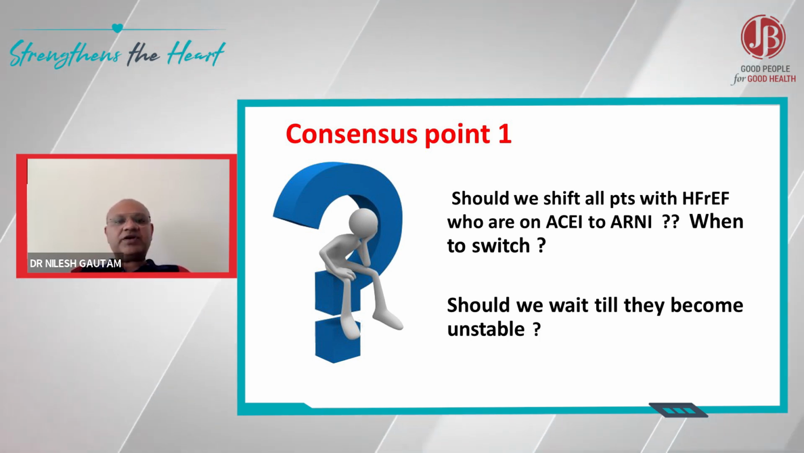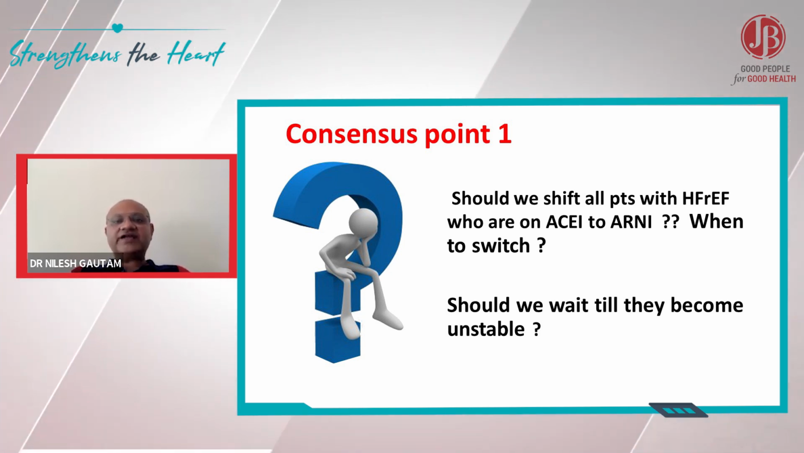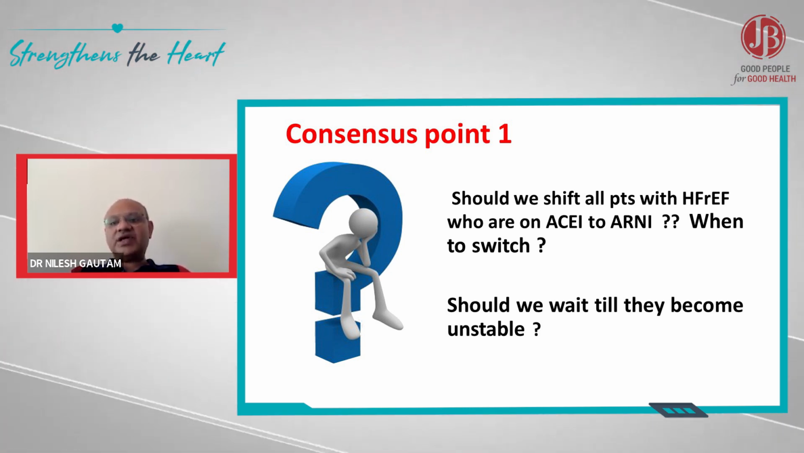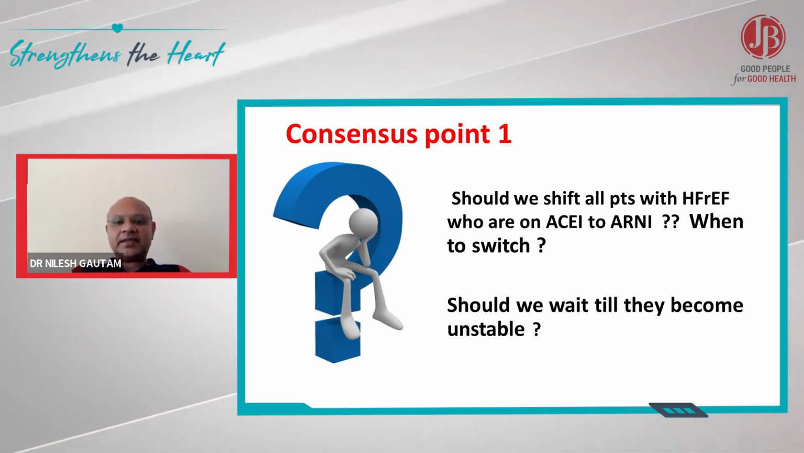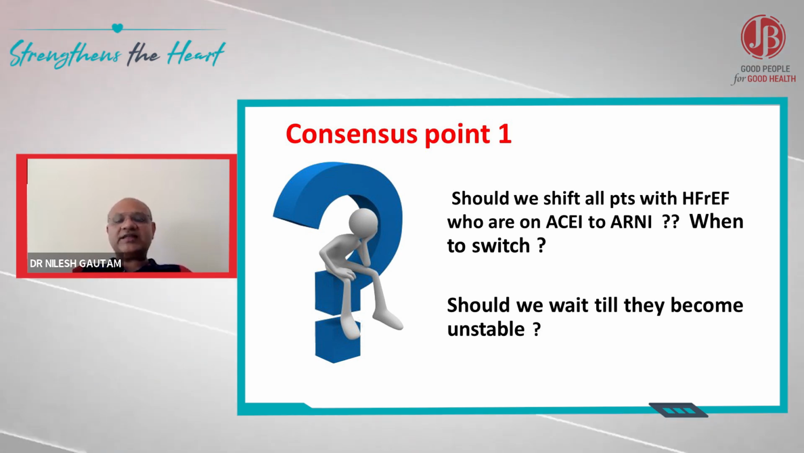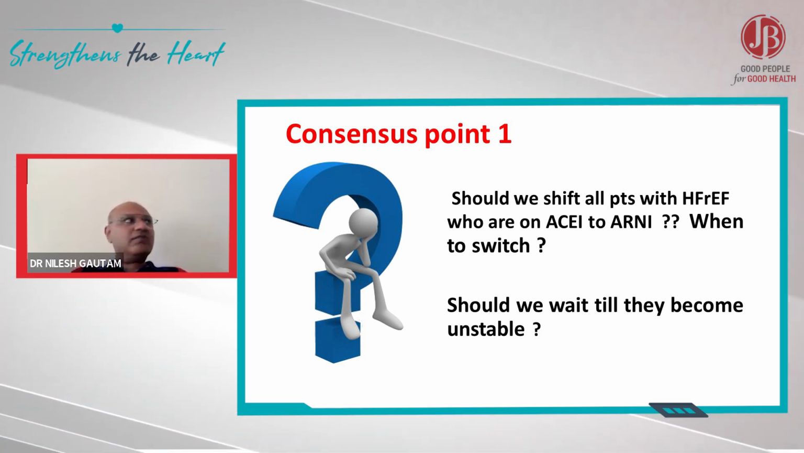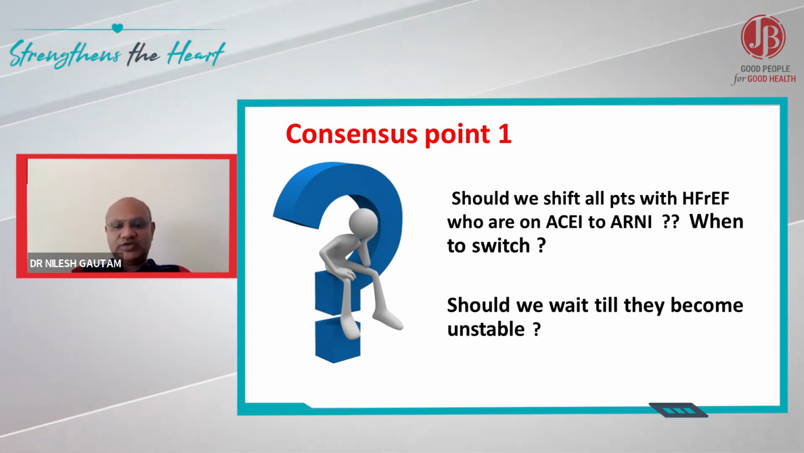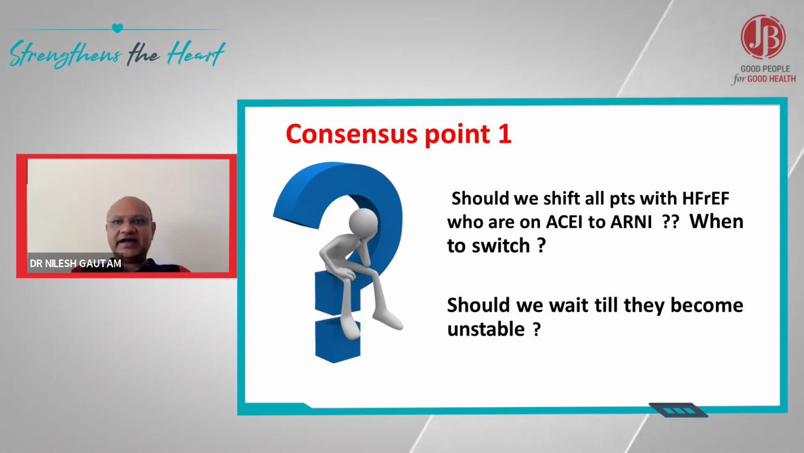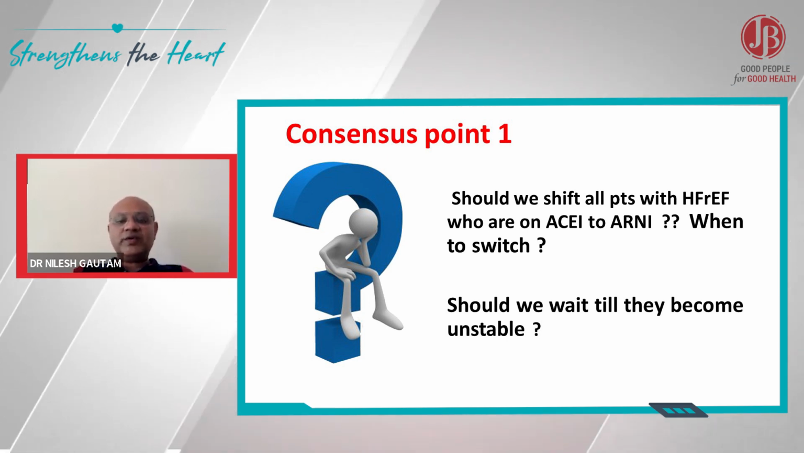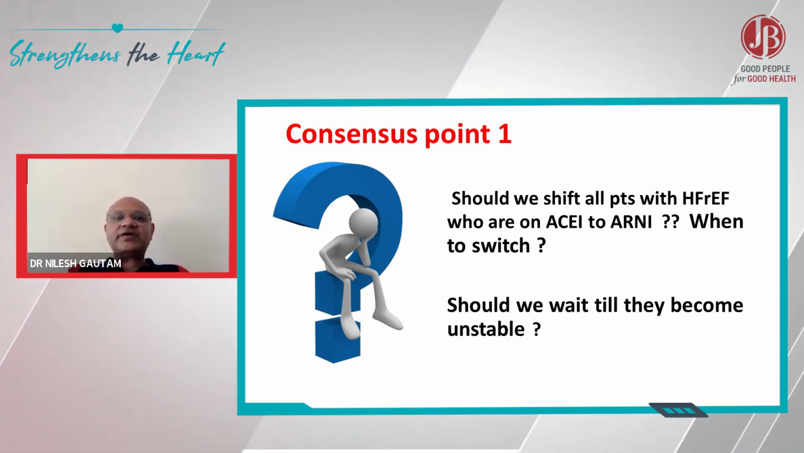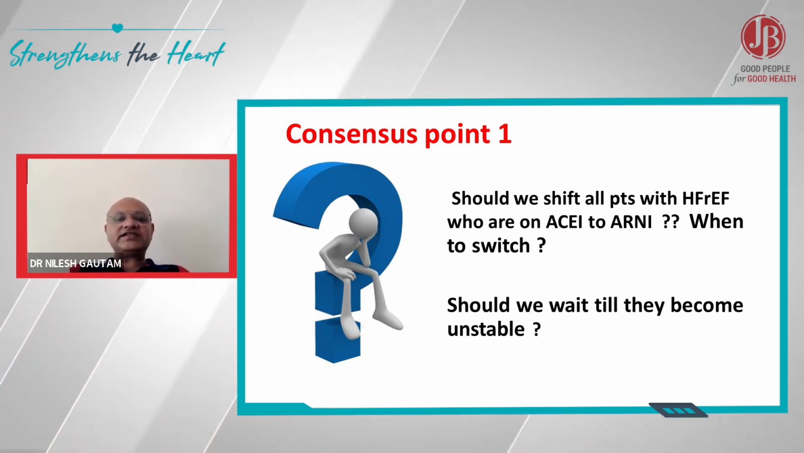So the important point which needs to be addressed today is: should we shift all our patients with heart failure and reduced EF who are on ACE to ARNI? When to switch? Should we start them on an ACE or an ARB, monitor them, and switch over to an ARNI at a later date? How soon should that later date be? Should we wait till they become unstable, and only then add it? These are very important questions which need to be addressed, right?